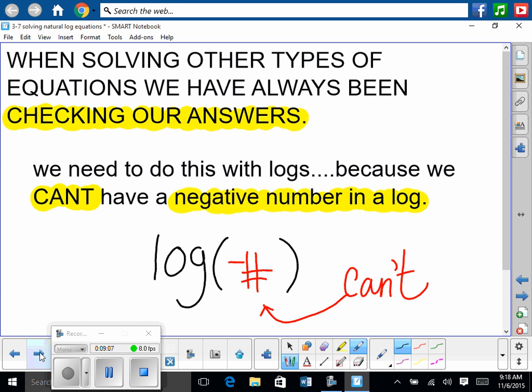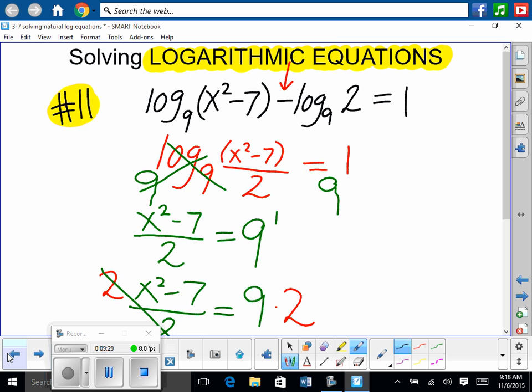Okay, we need to do this with logs as well because we can't have a negative number in a log. This is not good, okay? So if you type this into your calculator, it's going to say error. You cannot have a negative number in a log. Does everybody understand that? So this would be considered an extraneous solution. Okay, so if we have a negative in a logarithm, it will be an error. That means it's an extraneous solution, okay? So everybody, we've got to go back to our answers and check to make sure that we don't have any negatives. So let's look at number 11.